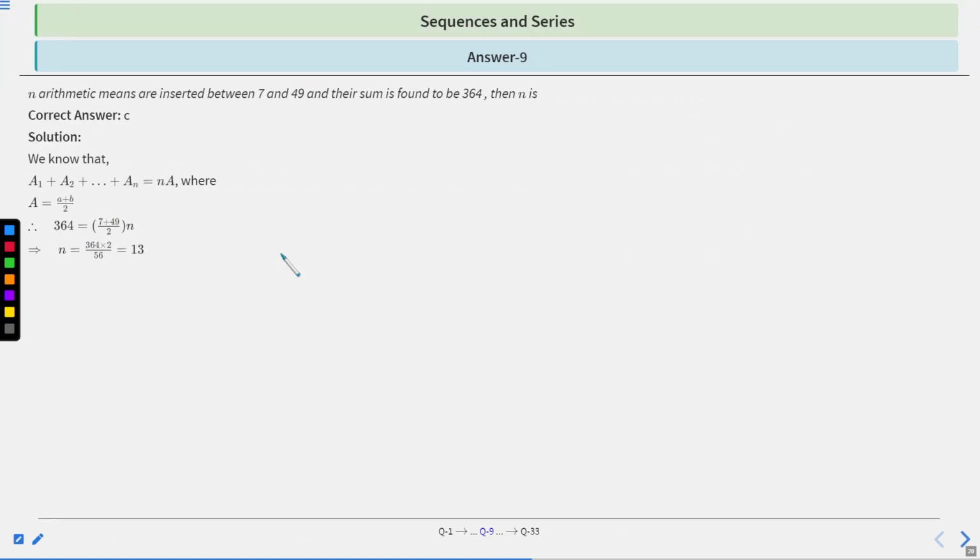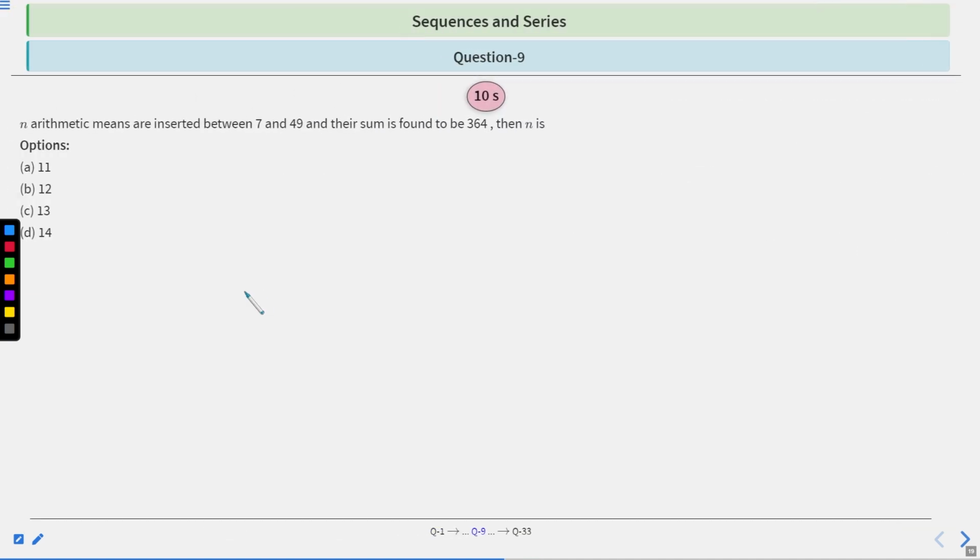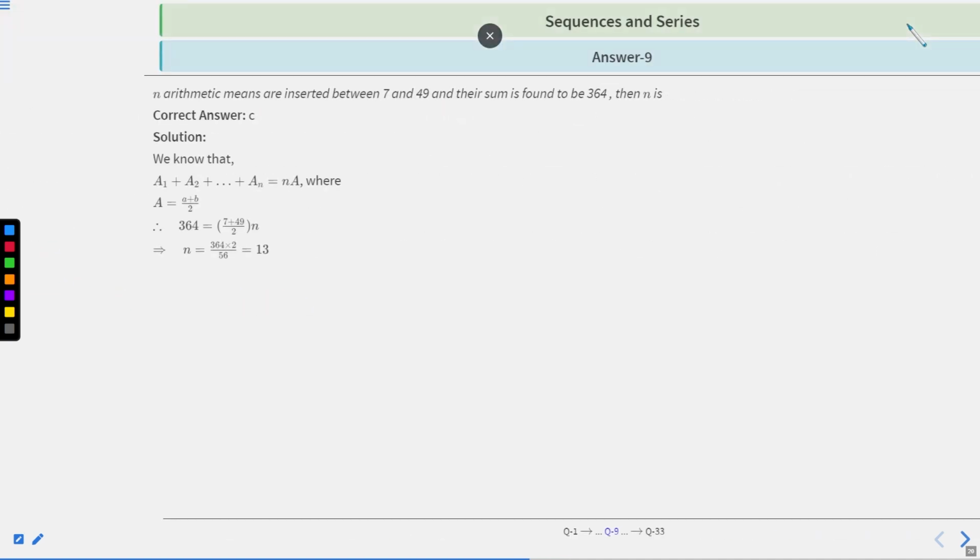Okay. So we know that the sum of the n arithmetic means a1 plus a2 till an is n times (a plus b) by 2. The sum is given as 364, small a is 7 and small b is 49. So 364 is equal to (7 plus 49) by 2 into n. So n can be found as 13. So option C is the right choice. Let's move to the next question.